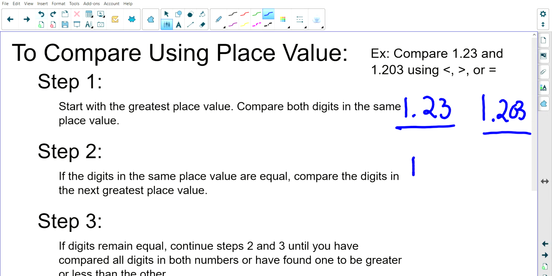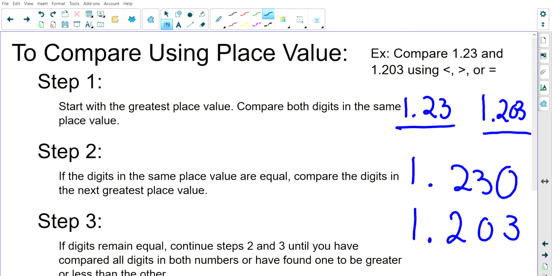So I'm going to write out really clearly 1 and 23 hundredths. I'm going to then write 1 and 203 thousandths. Now, I can tell already one of my numbers has more digits than the other. So what I'm going to do right away is I'm going to add an extra 0 onto the end. It does not change the value, so that these have the same number of digits so I can compare them fairly.